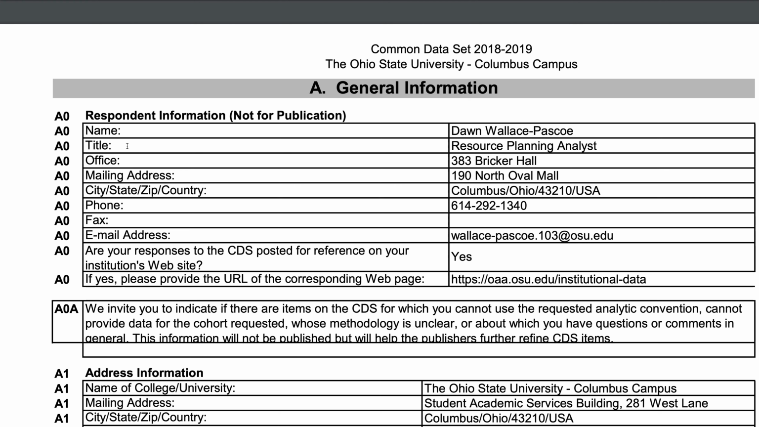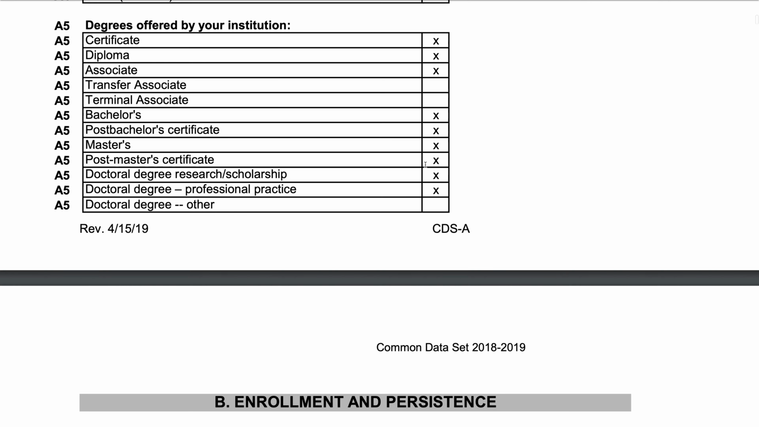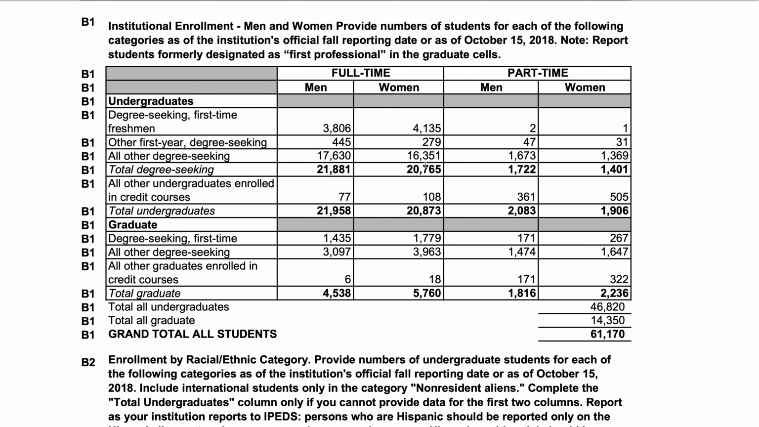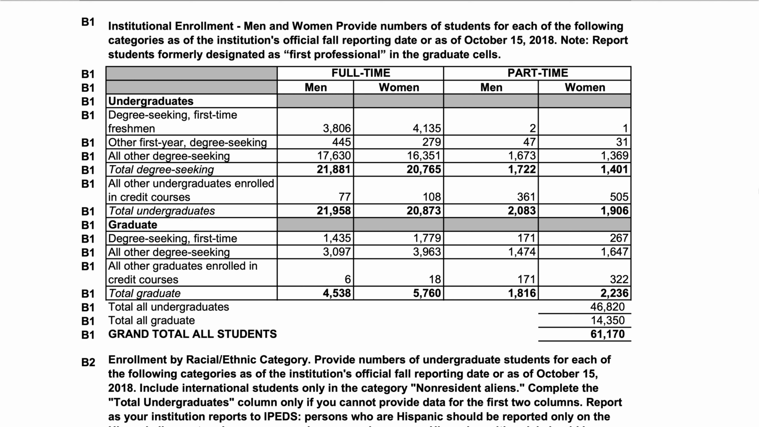A couple of things just so that you know, it's a public university, it's a co-ed college, it has a semester system. I'm not going to go through all of these things, but I'm going to stop at some strategic points and let you actually look at the data. And again, there's a lot of data here. You might need some time to discuss this, so you can pause the video, read the whole thing and then move forward. But here is the institutional enrollment data.